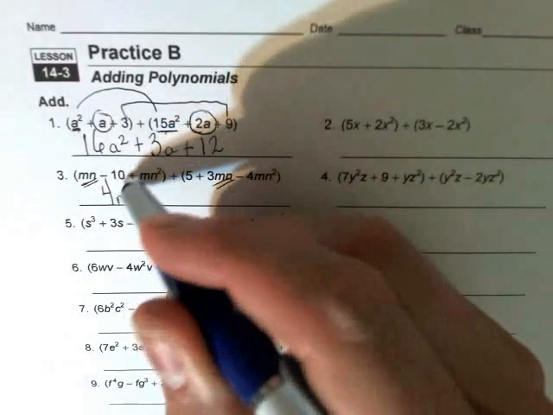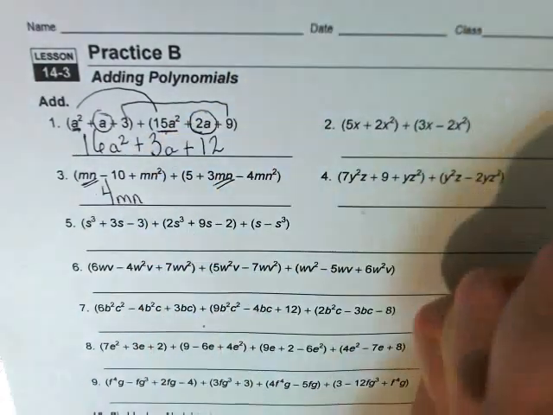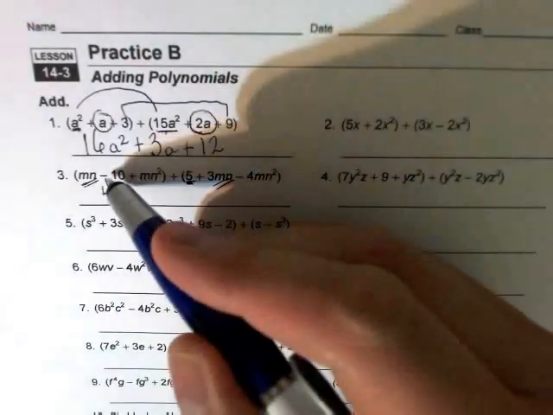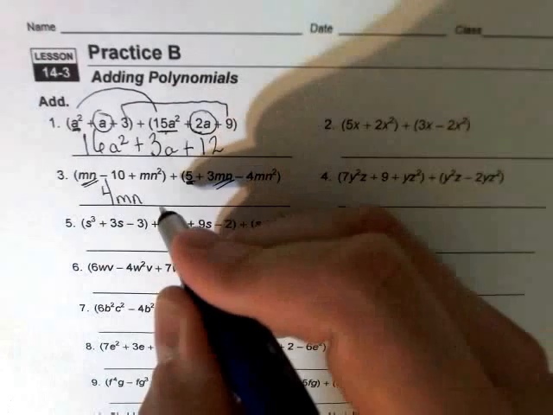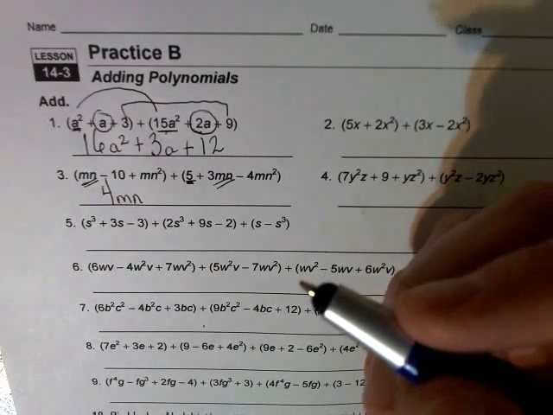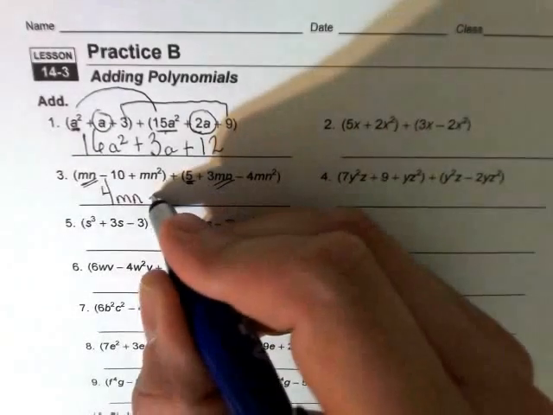Now here's 10. Of course, that's just an integer, so that's going to go with anything else that's just an integer. That's this guy here, this 5. So we've got negative 10 plus 5, so we can write plus negative 5, or we can write minus 5. The end result is the same, it doesn't matter.